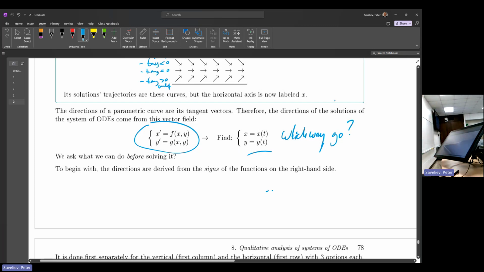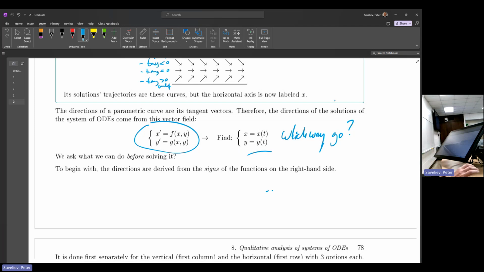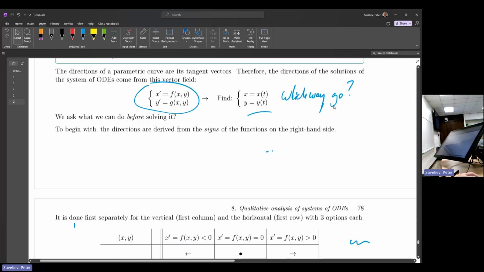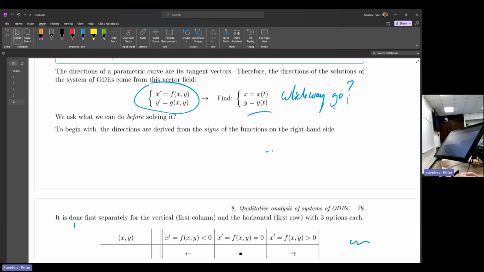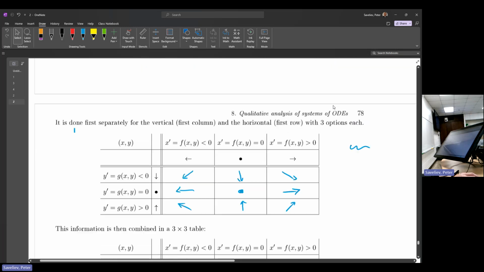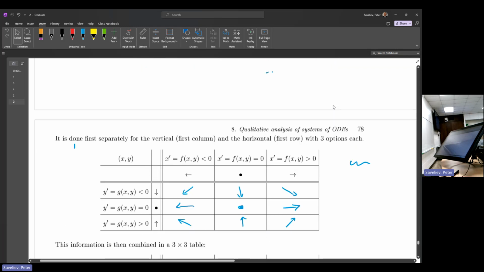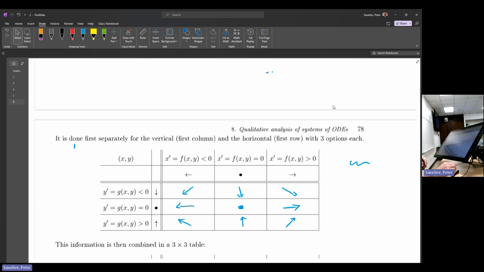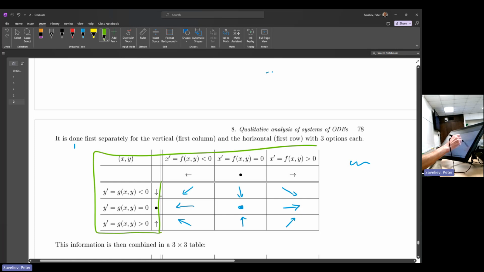The solution curve, it's a parametric curve. Which way does it go? There are four possibilities depending on the sign analysis of f and g. Sign analysis of f and g gives the sign of x prime and y prime, which means the direction is either x goes left or right, or y goes up or down, and therefore a total of 9 possibilities. Initially it's kind of two-dimensional analysis, but this is the data that we collect right here.